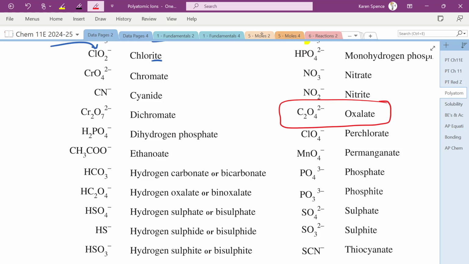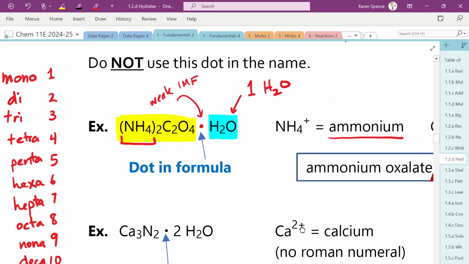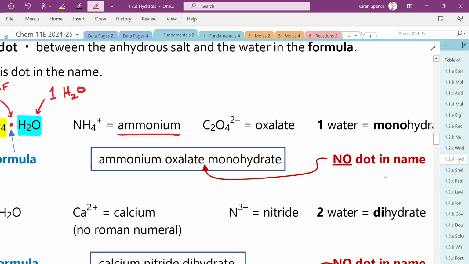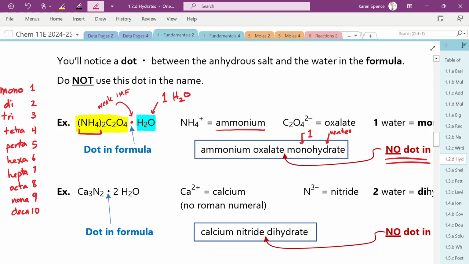So I now have ammonium oxalate. I don't put a dot. You'll notice there is no dot in the name. Ammonium oxalate monohydrate. That tells us there's 1 water, 1 water in ratio to the 1 unit of the crystal. So if you have 2 NH4s and 1 C2O4, you have 1 water.